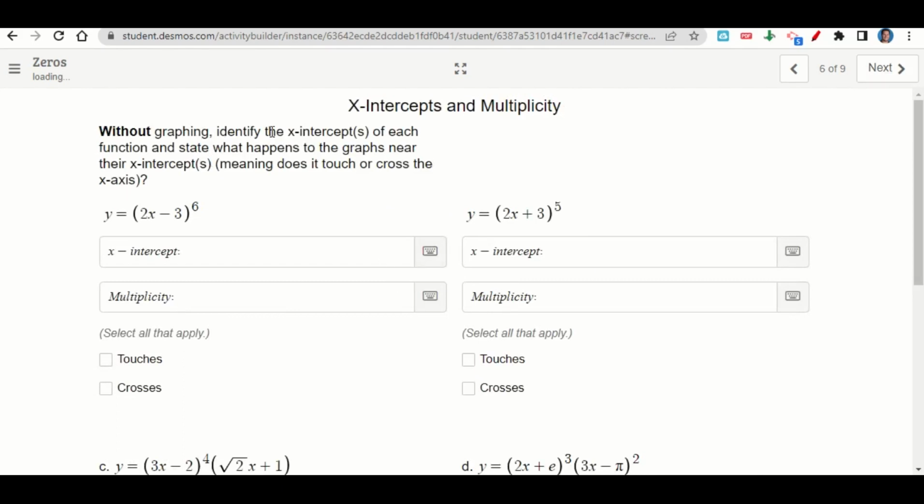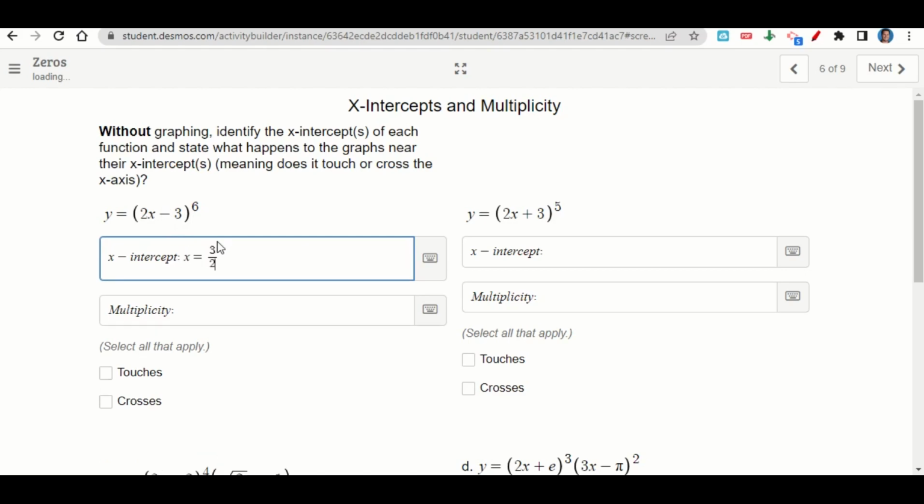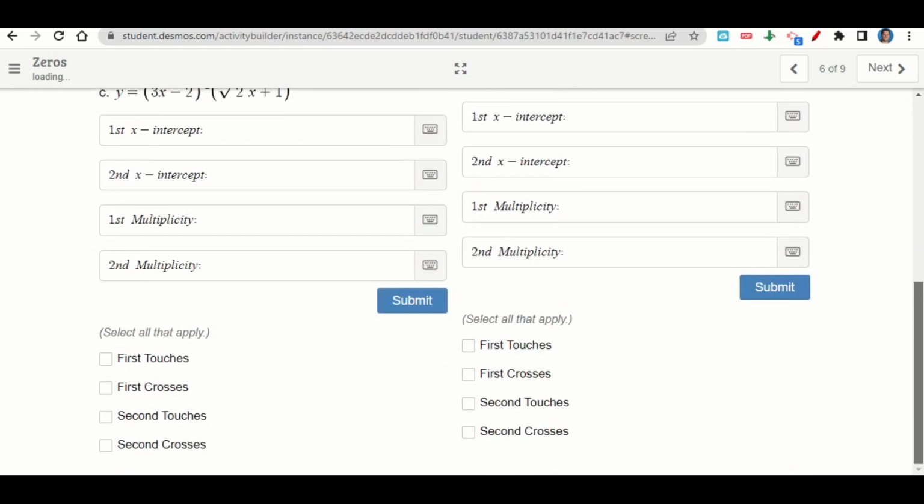Now it says, without graphing, state the x-intercepts of each function and state what happens to the graphs near the x-intercepts. Meaning, is it going to touch or cross? Well, here we can see that we need to set this up and solve. So we add 3 to both sides, and we get 2x is equal to 3, divide by 2, and we get x is equal to 3 over 2. So x equals 3 over 2 is my x-intercept. And my multiplicity is 6. So is it going to cross or touch? Well, it's an even multiplicity, so it should touch and not cross. So you'll do that for each of these.